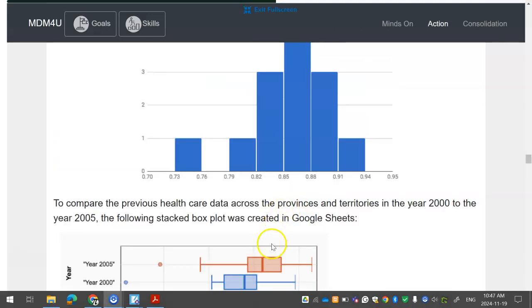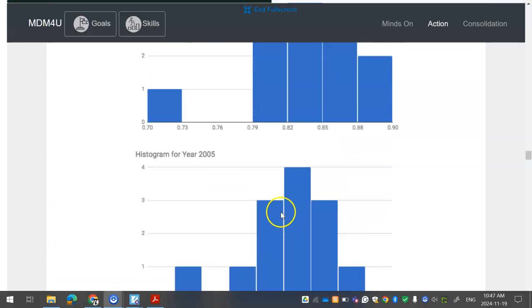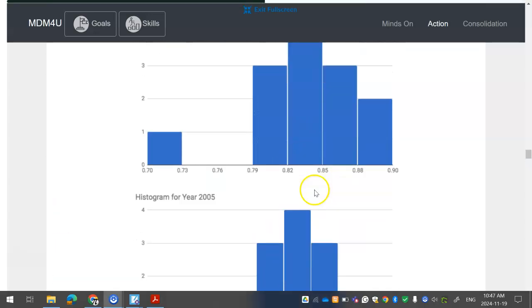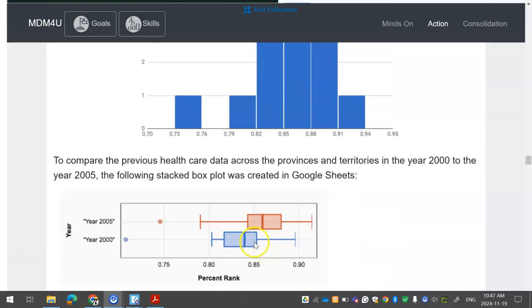Also, the median here is higher for the bottom, right? Somewhere in the mid to high 80s. Here we're in the mid to low 80s. So the median has been pulled over. Now, where do you get these numbers from? Google Sheets will find them for you. You got your min, you got your max, your median, and then you have all this stuff here.